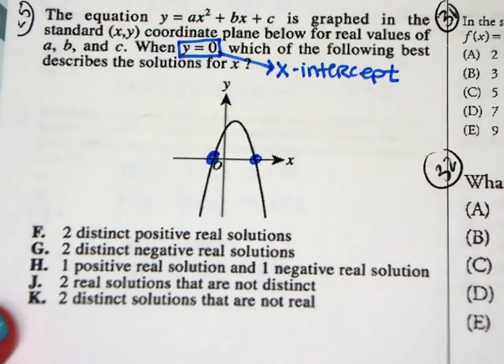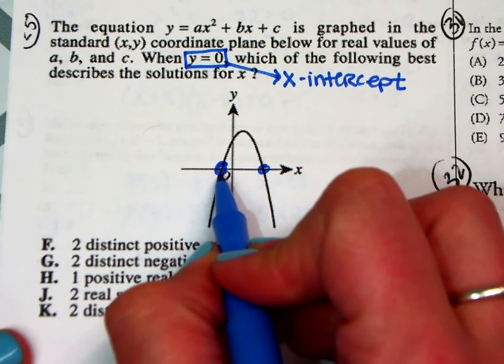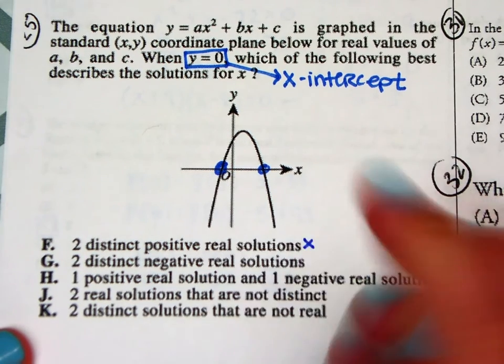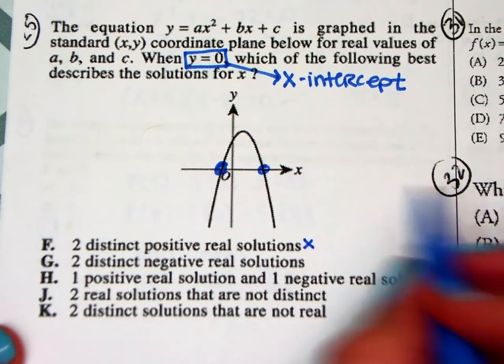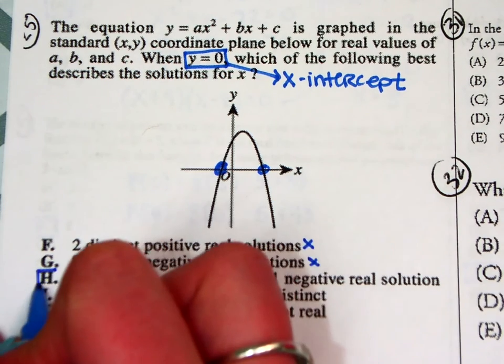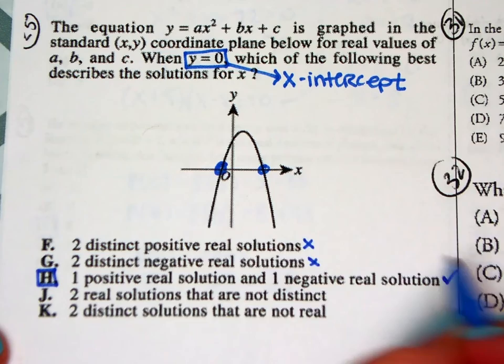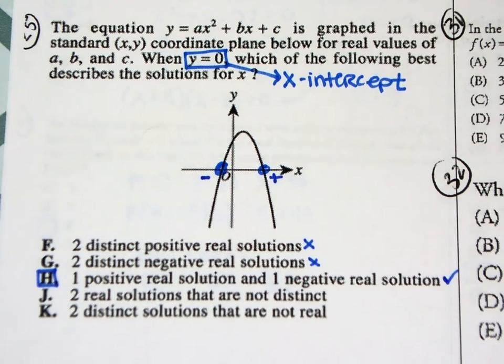Well, we have two distinct positive solutions. That's not true because one of the solutions is negative. So this one's out. Two negative solutions? No, one of them is positive. It crosses in a positive location. One positive real and one negative real. That one is the true one because you can clearly see that this is the negative real solution and this one is the positive real solution.